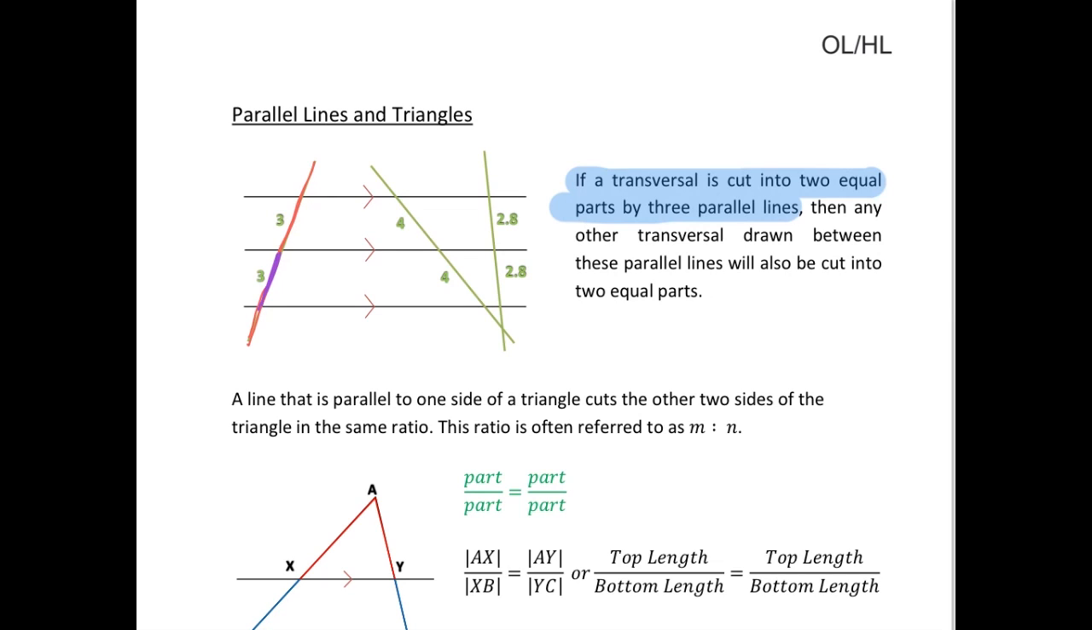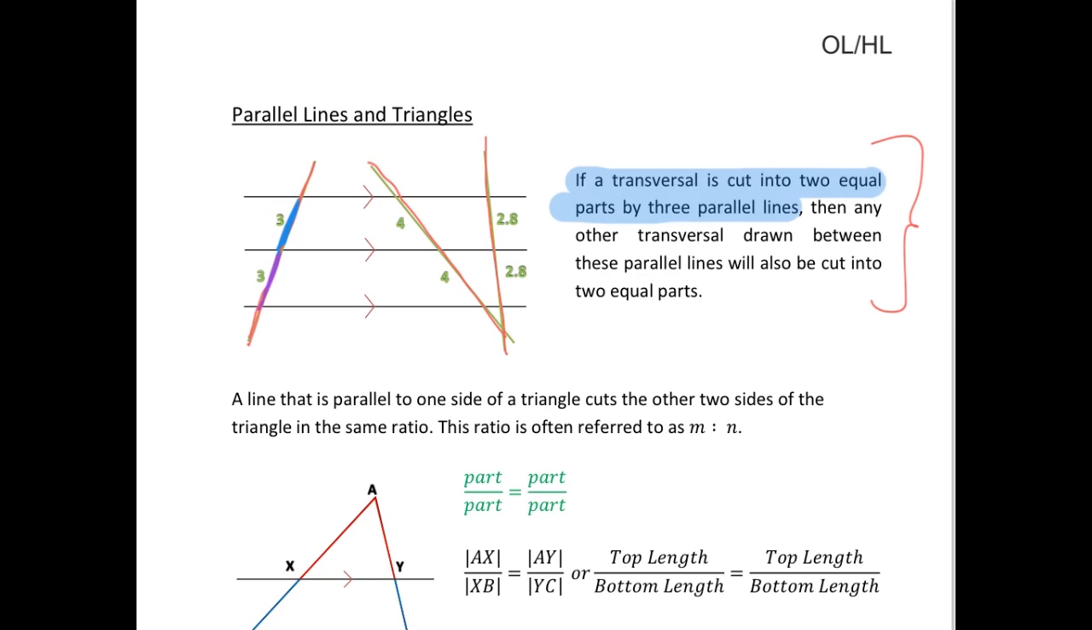and here were of length 3, so they were equal, then if we draw any other transversal line, like this one here, or this one here, they will also be cut into two pieces. At higher level, you may be asked to prove this theorem, and that will be shown in another video.